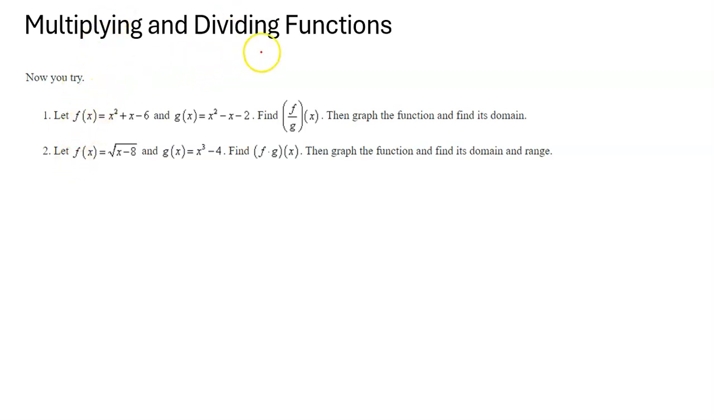Okay, so this is 2.2, continued, or part 2. Okay, so on 1 it says let f of x equal this and g of x equal that, and we're dividing them. So I need to find out what the function is, graph it, and find its domain.